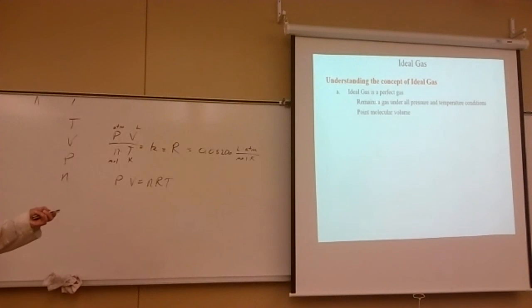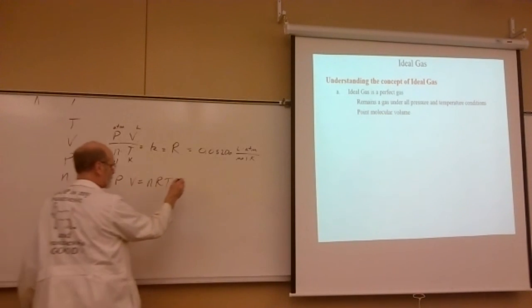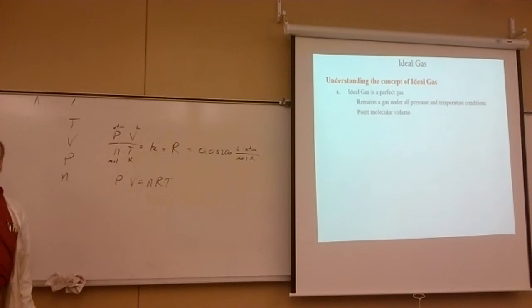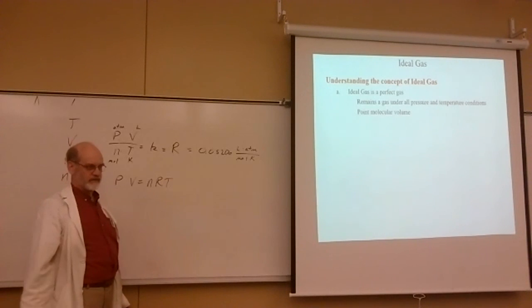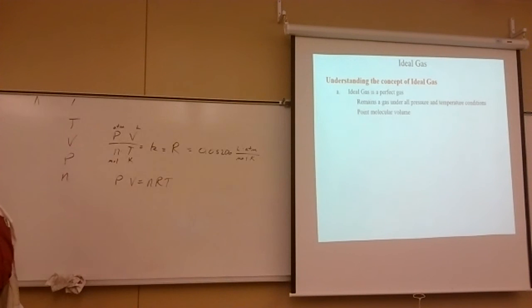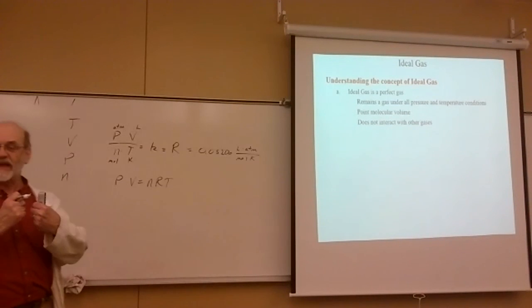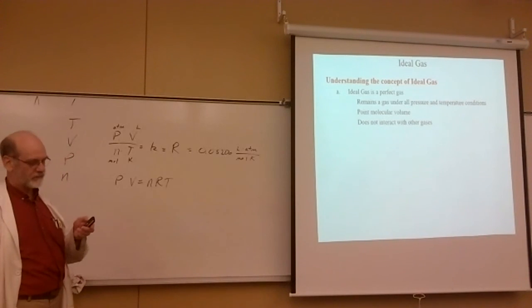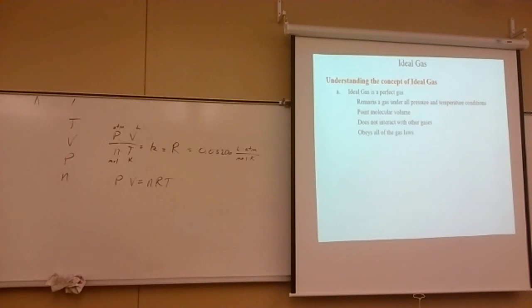But the ideal gas is first this, and then we assume a point molecular volume, that is, the volume doesn't exist. Remember, geometry or algebra teacher would do this. That point has no area, no volume. It's just a point. It has no breadth, no depth, no width. That's what we assume for the ideal gas molecules. We also assume that the ideal gas molecules don't interact. When they hit each other, they just act like billiard balls. They just bounce off. They don't attract each other if they get real close, or repel each other if they get real close. That would be an interaction. The ideal gas doesn't do that. And of course, they have to obey all the gas laws.